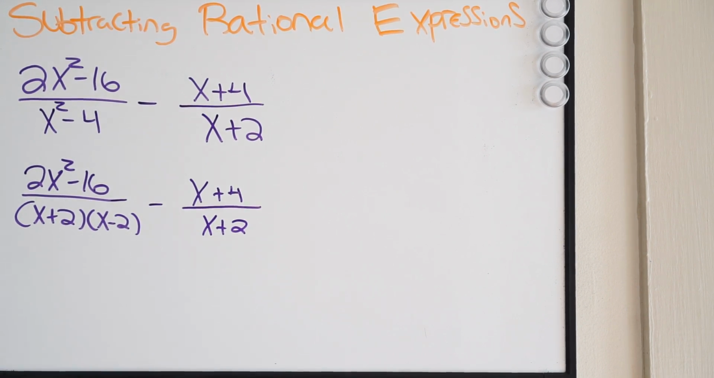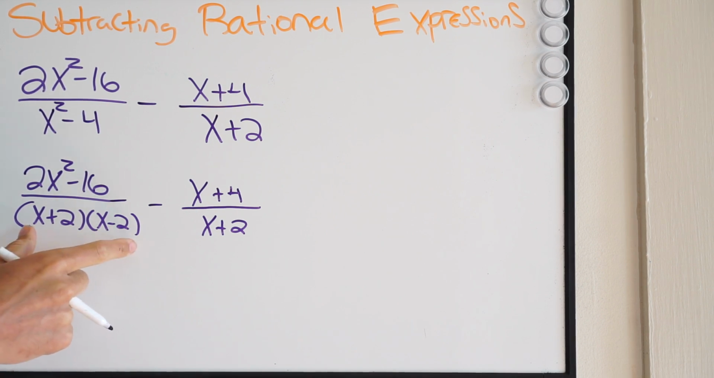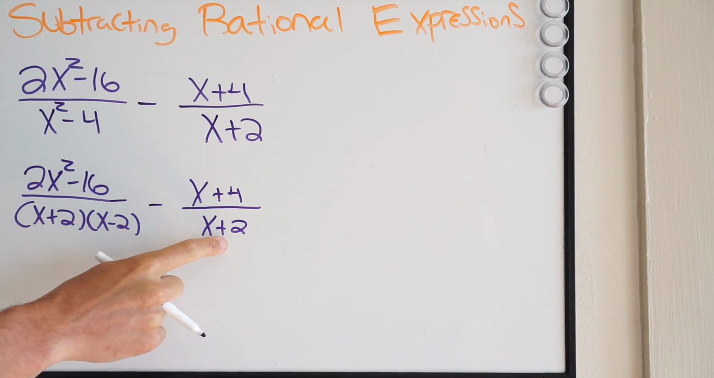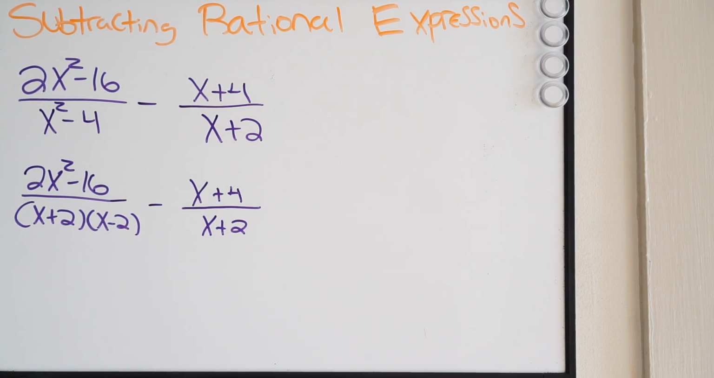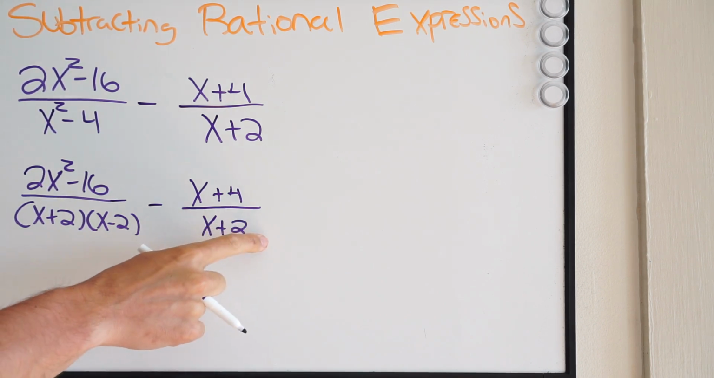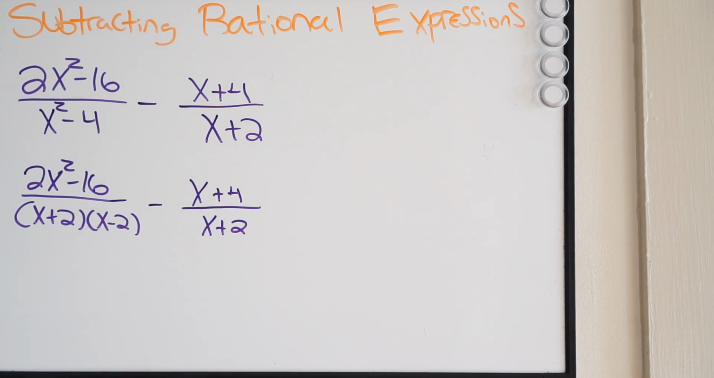Okay, so we need to get the same common denominator here. So if I look to the left at this rational expression, my common denominator is going to be x plus 2 times x minus 2. Well, here I have the x plus 2, but I'm missing the x minus 2. So I'm going to have to multiply both the bottom and the top of this rational expression by x minus 2.